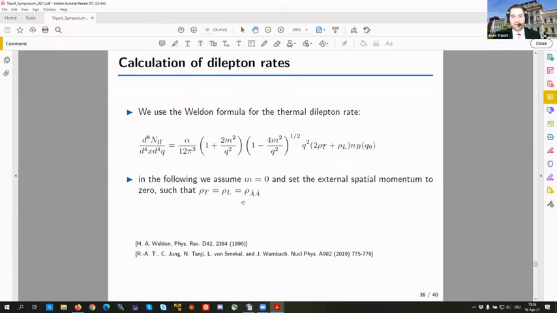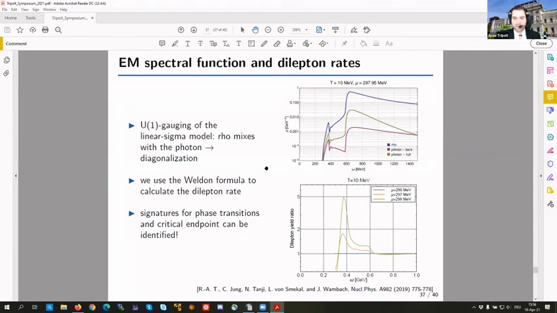And with these simplifications, we then arrived at these first results on the electromagnetic spectral function and on dilepton rates. In the top plot, you have results for the rho spectral function in blue, the bare photon in red or purple, and the full diagonalized photon, which is the electromagnetic spectral function, in yellow. If we plug this into the Weldon formula, we get these results for the dilepton rates, where you see ratios of different dilepton yields close to the critical endpoint.